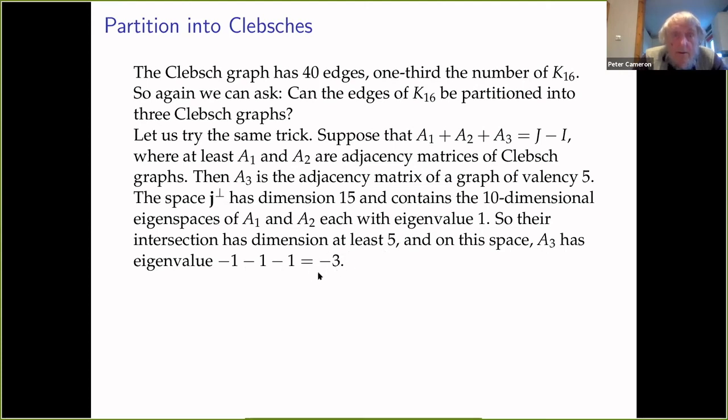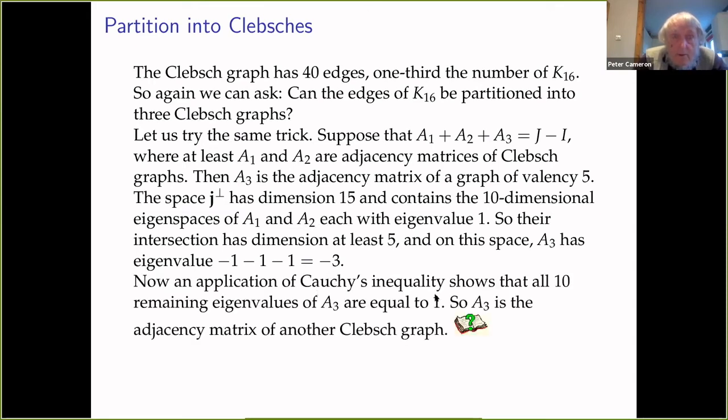But now you see we've got this -3 with multiplicity at least 5, and the valency is 5. From that, it's possible, using Cauchy's inequality, which again I invite you to try, to show that the other 10 eigenvalues are all equal to 1. So A3 is the adjacency matrix of a graph with 10 eigenvalues 1 and 5 eigenvalues -3. So it's another Clebsch graph. So unlike the Petersen case, in this case, if we partition the edges into 3 subgraphs and the first 2 are Clebsch graphs, then the third will also be a Clebsch graph. So in other words, we only have to find the first 2 and the third one's guaranteed.